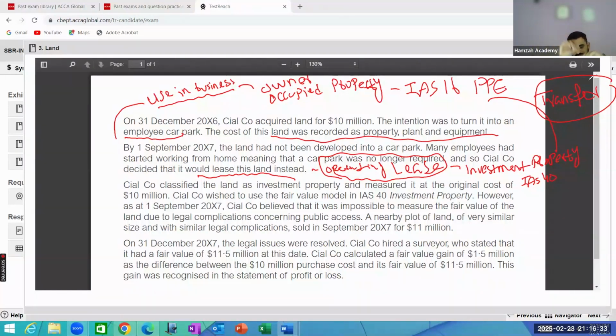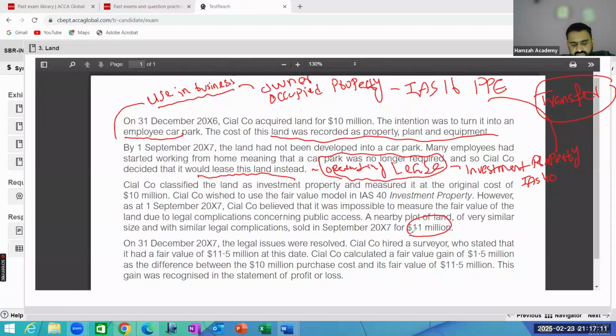Okay. Now, read the further detail. C company classified the land as an investment property and measured it at original cost of 10 million. C company wished to use the fair value model in IAS 40. However, as at 1st September X7, C company believed that it was impossible to measure the fair value of the land due to legal complication concerning public access. A nearby plot of land of a very similar size with a similar legal complication sold in September for 11 million.